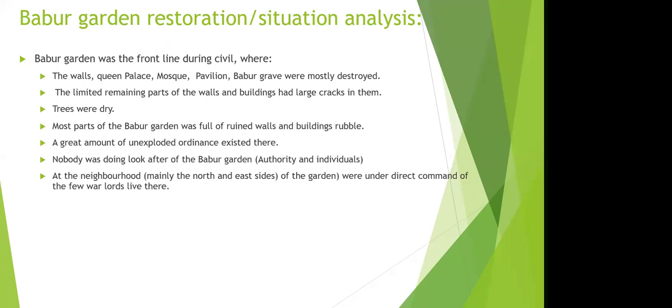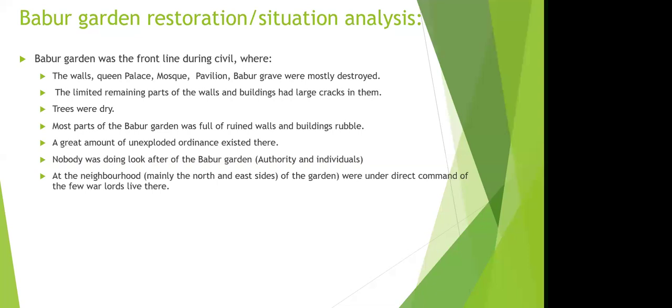So as we see, the situation analysis says that the Bagh-e-Babur at that time was the front line of civil war. Two factions were in confrontation at that location, where the walls, Queen's Palace, mosque, pavilion, and Babur grave were mostly destroyed. The limited remaining parts of the walls and buildings had large cracks, which was not safe. And the trees were dried and gone, and people had cut them.